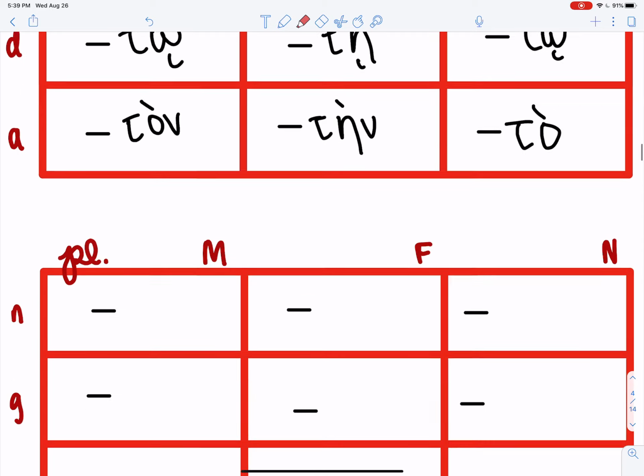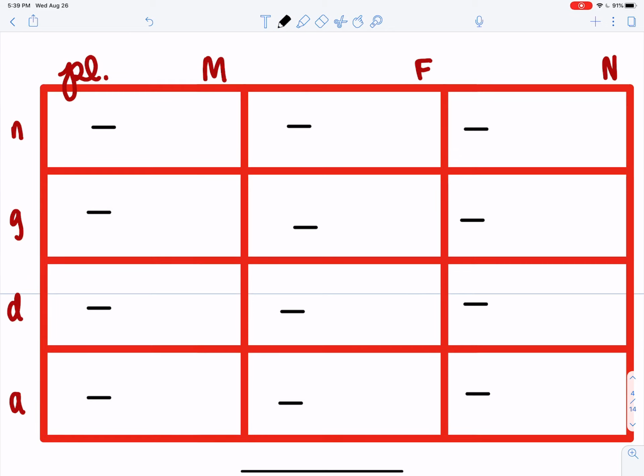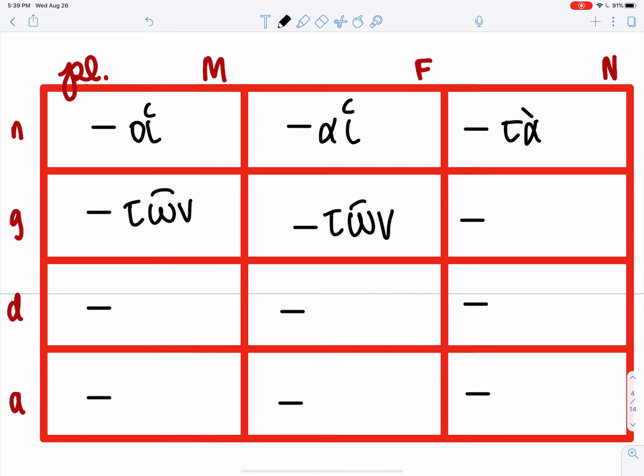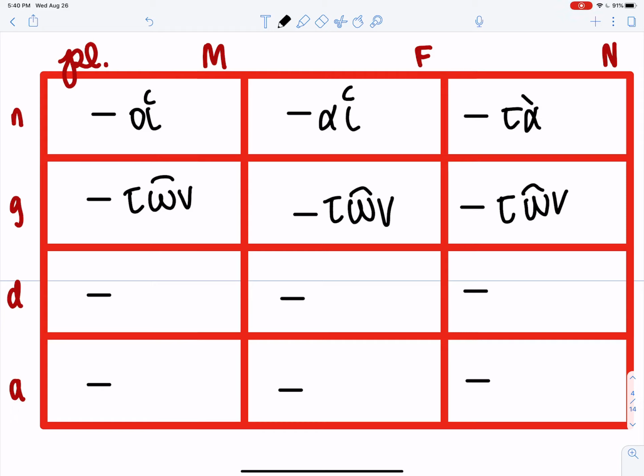So now let's look at the plural. In the masculine, we have hoi for nominative plural. Feminine, hai, and neuter, ta. Genitive, tone, with a circumflex over that omega. Feminine, also tone, and neuter, also tone. So the genitive is really easy because they all look the same. In dative, tois, tais, only difference is that alpha instead of an omicron, and neuter, tois again.